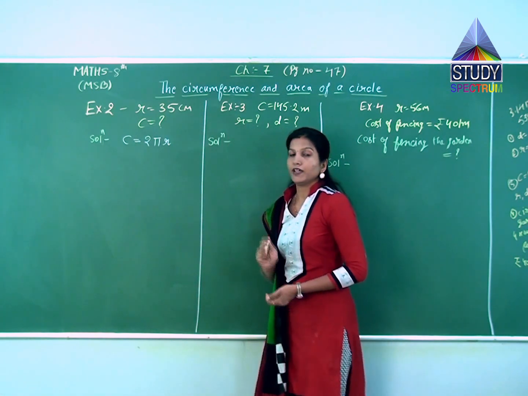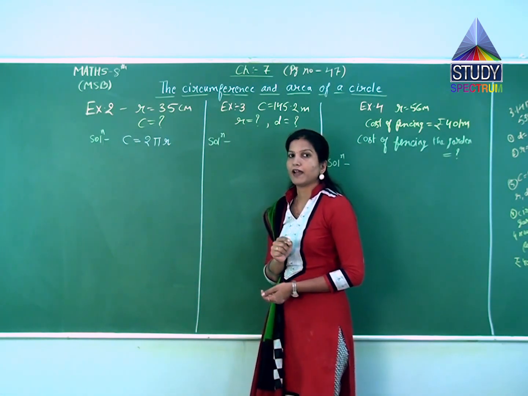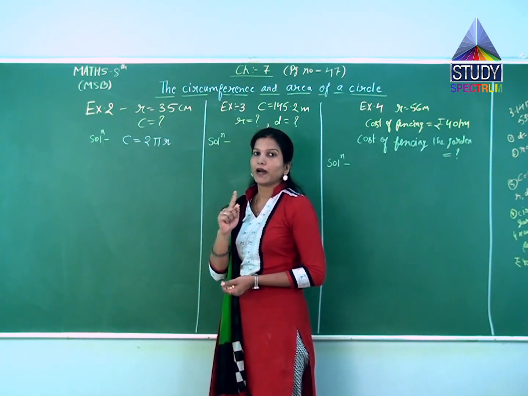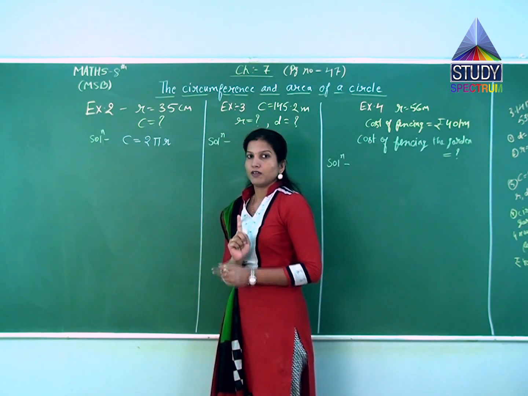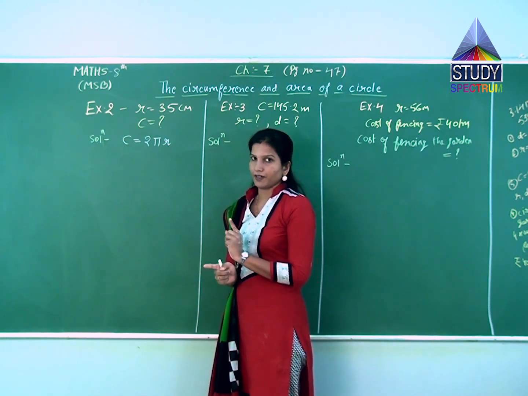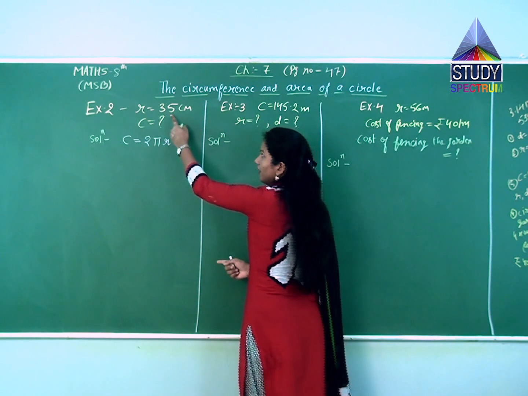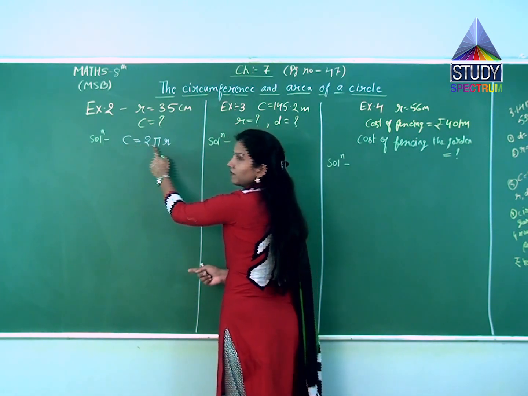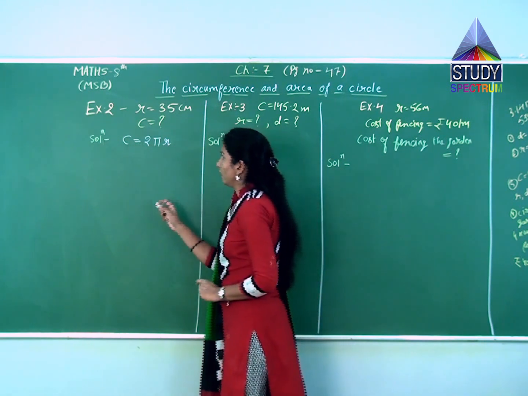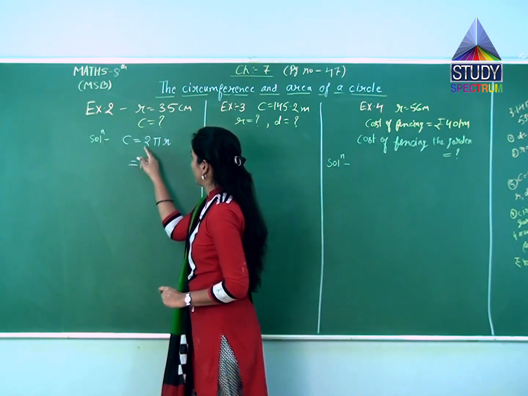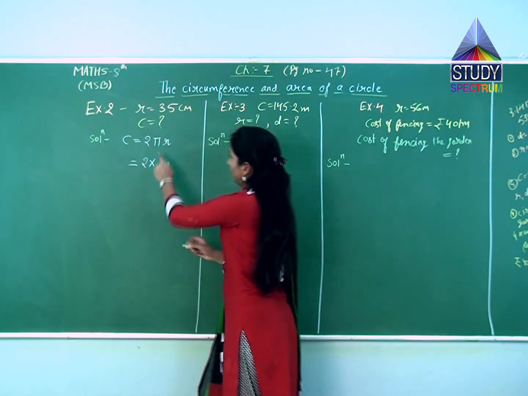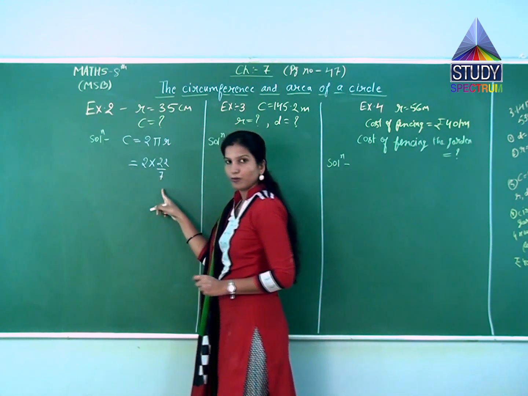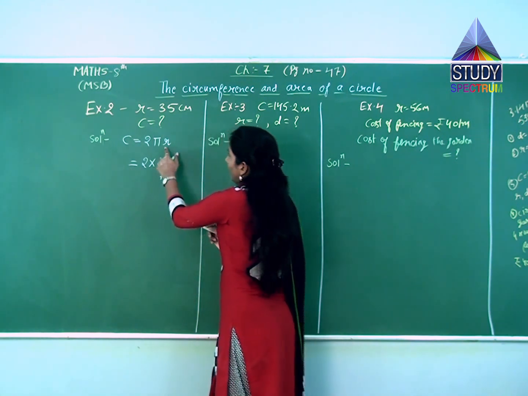But as you can see, in example number 1, we had applied the formula for the circumference of the circle, which was equal to pi d, because the diameter was given, but here we have given radius 35 centimeters. So we have applied our formula C is equal to 2 pi r. Now on substituting the values, 2 as it is, pi 22 by 7. What is the value of pi? 22 by 7 into r 35.